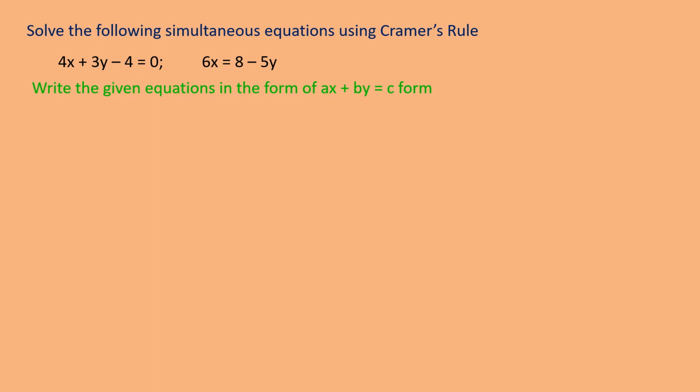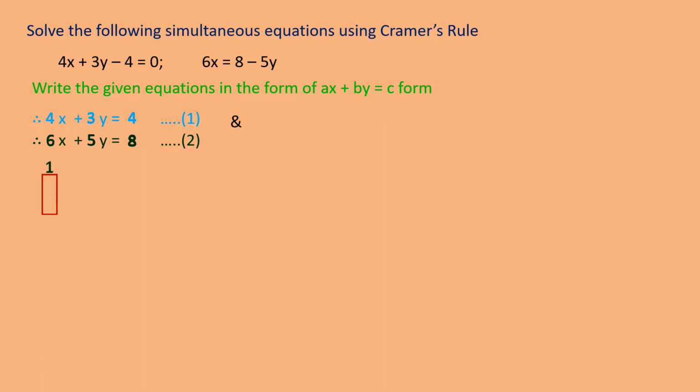So our first work is to convert the given equations into the form ax plus by equals c. So from 4x plus 3y minus 4 equals 0, we get 4x plus 3y equals 4, which we are taking as equation 1. Similarly, 6x equals 8 minus 5y will be written as 6x plus 5y equals 8. So we have got our two equations.